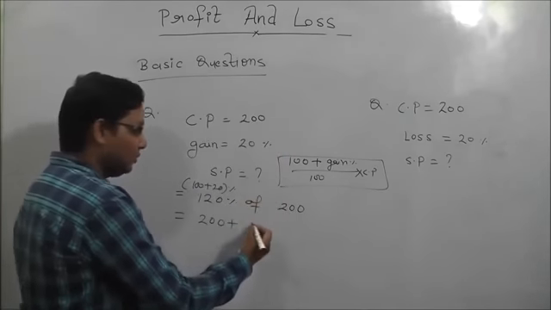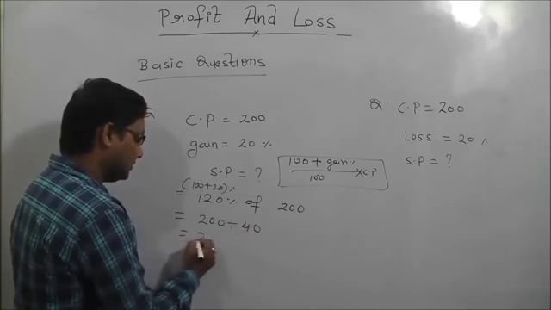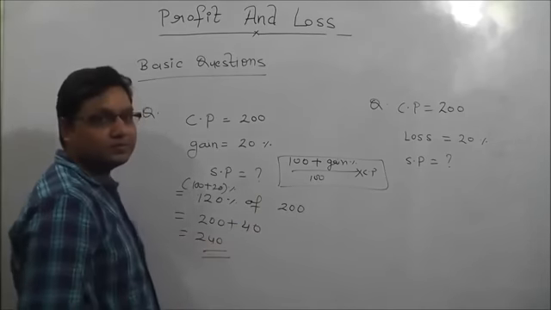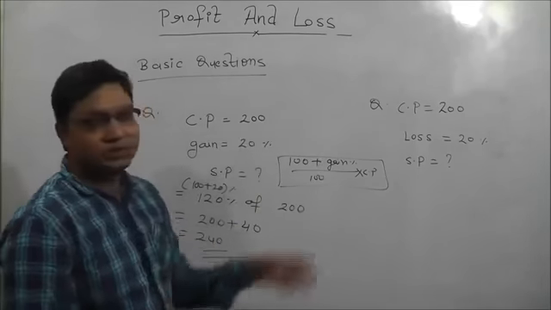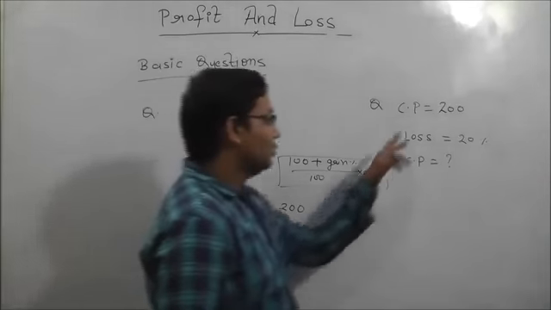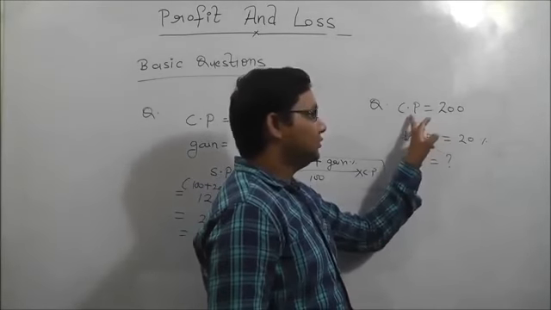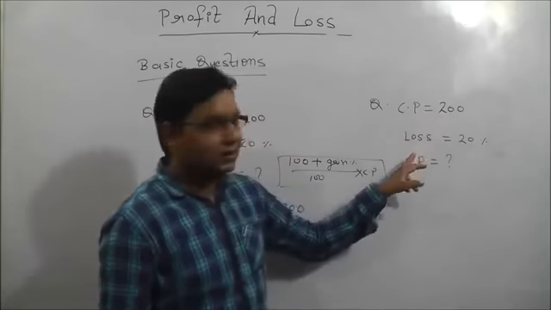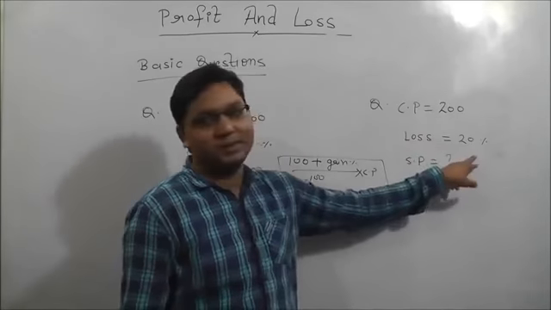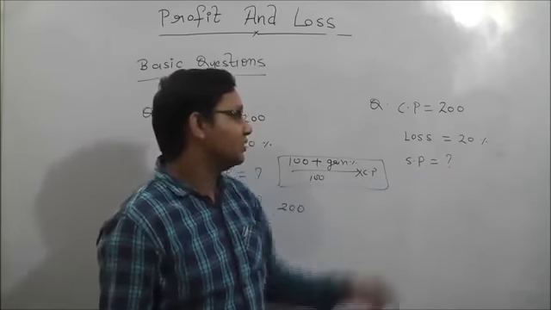So 20% will be 40. Okay, so our answer will be 240. Let's see one more question so it will be more clear to you. So cost price is 200, same value, and the loss is 20%, and we have to find the selling price.